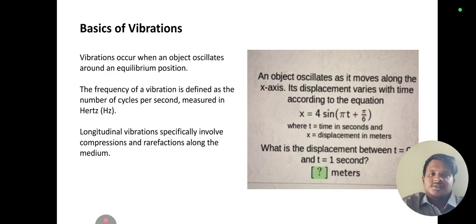Basics of vibrations. Now we can discuss the basics of vibrations. Vibrations occur when an object oscillates around the equilibrium position. The frequency of vibration is defined as the number of cycles per second, measured in hertz. Longitudinal vibrations especially involve compressions and rarefactions along the medium.